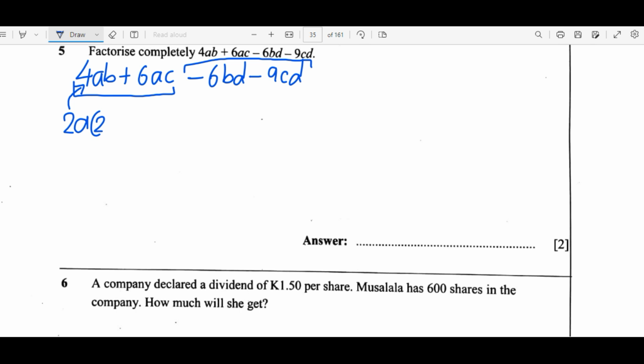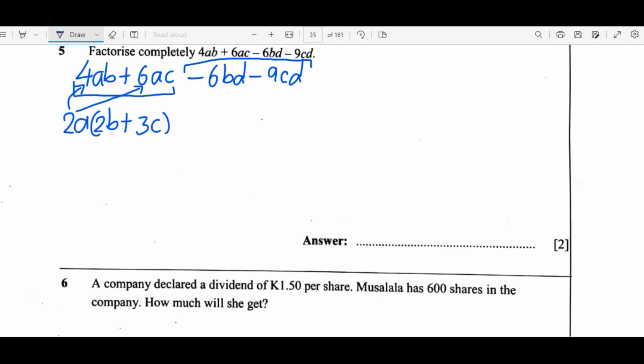Then A into A, this A will cancel. We have B here plus C. We divide next. The 2 must be divided by 6 here. So 2 into 6 will give us 3. A into A will cancel, leaving C. So we can see that we have the answer here.